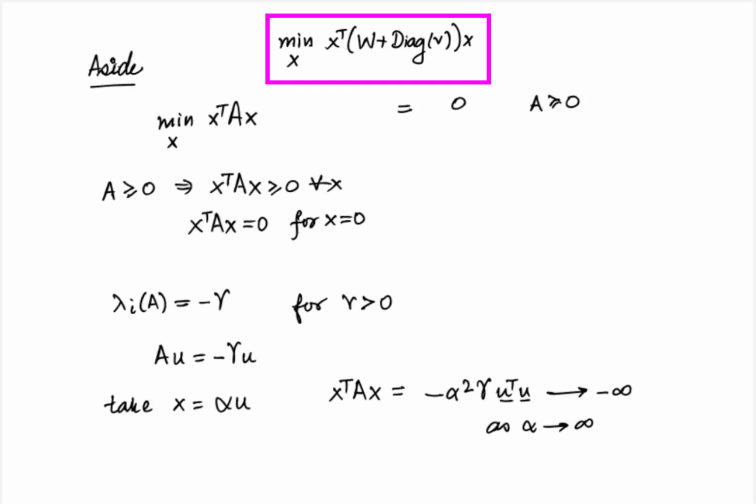In other words, if we take x arbitrarily large in the direction of the negative eigenvector, then the objective function goes to minus infinity, making it unbounded below. So in summary, we can say that the minimum of x transpose Ax is 0 if A is PSD and minus infinity otherwise.